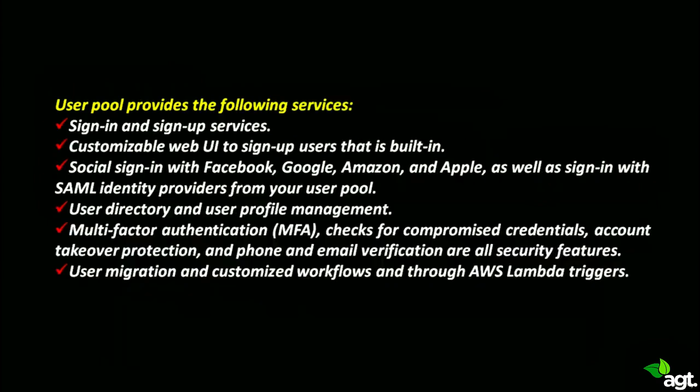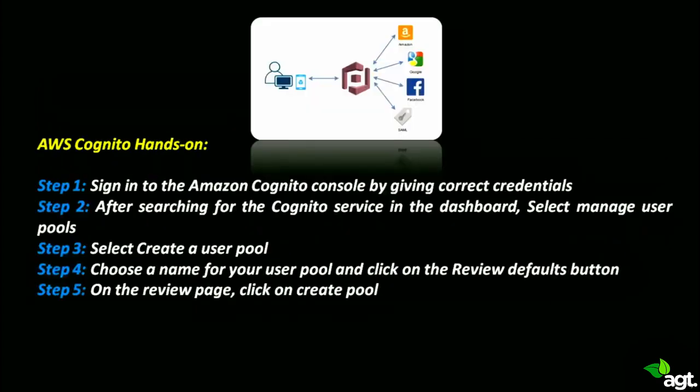And a user pool provides the following services. Number one is sign in and sign up services, a customizable built-in web user interface to sign up users, and social sign in with Facebook, Google, Amazon and Apple, as well as sign in with SAML identity providers from your user pool. Then user directory and user profile management, and multi-factor authentication, because it checks for compromised credentials, account takeover protection, and phone and email verification. All security features are available here. User migration and customized workflows through AWS Lambda triggers.